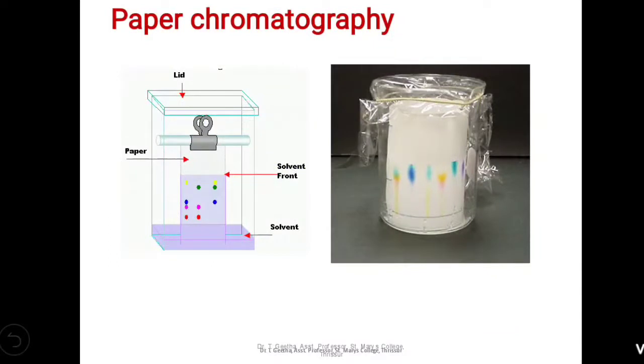As can be seen here, the spotted paper strip with stationary phase adsorbed onto it is hung vertically over the solvent reservoir containing the mobile phase. Different components are also clearly separated into zones, as can be seen very clearly. The solvent front is also clearly seen.